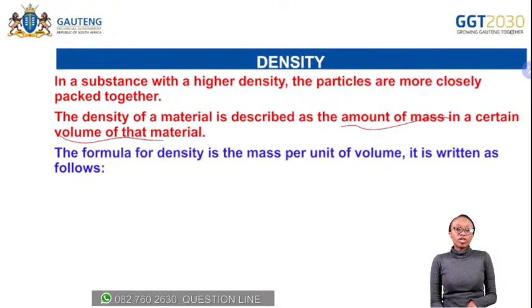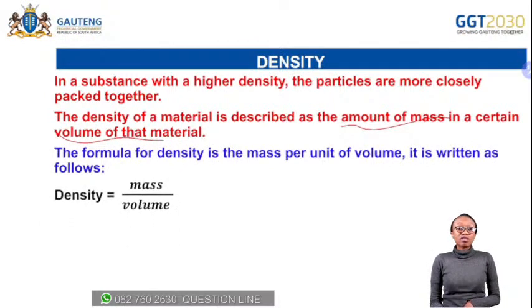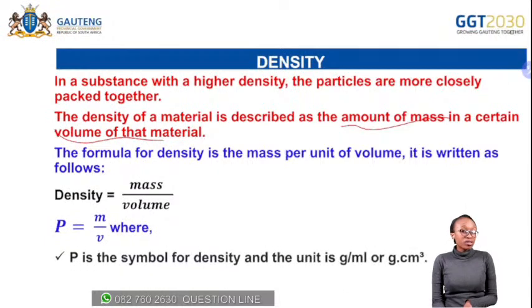So the formula for density is the mass per unit of volume, and it is written as follows. We say density is equal to mass over volume, where P is equal to M over V. What does P stand for?